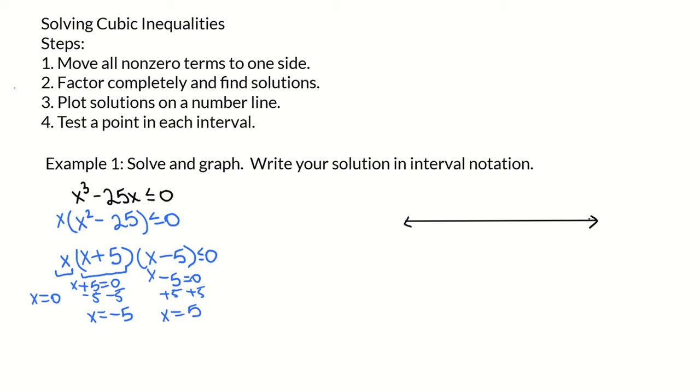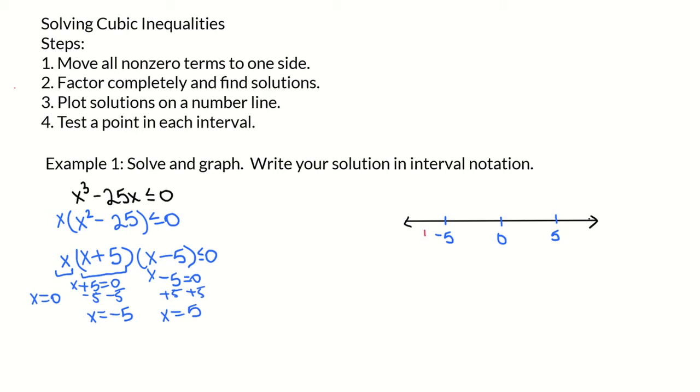So we have three solutions to this cubic inequality, or three solution points. And we'll plot those in order on the number line. So negative 5, 0, and then 5. So really the difference with cubic is that we potentially have more solutions on the number line and therefore more intervals to test a point in.